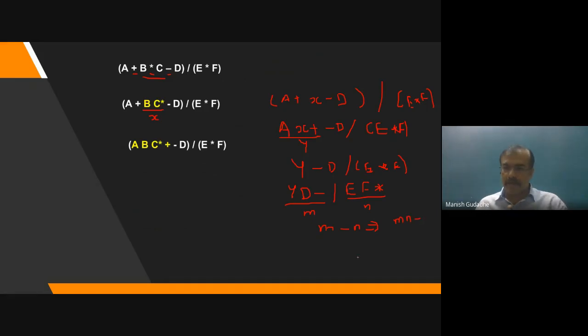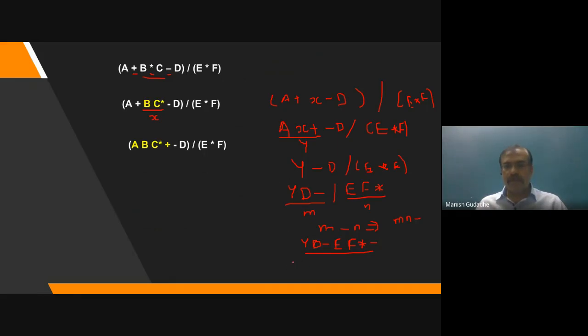Okay. Now just expand m and n one by one. So what will that be? What is m? M is y d minus. What is n? E F star, and lastly we have minus. Okay. This is our expression. But is it fully expanded? No. Y needs to be expanded further.